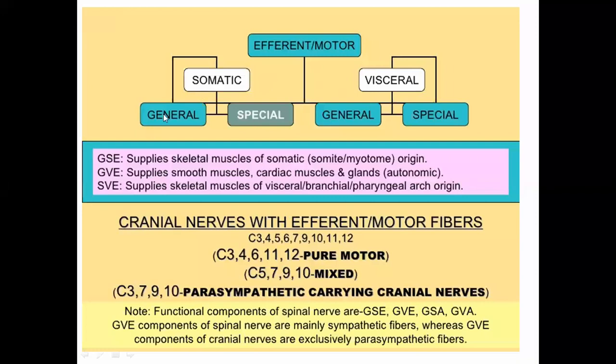General somatic efferent. Remember, here we are talking about the motor supply. This component is going to supply skeletal muscles of somatic origin. Now, skeletal muscle can have two origins. I'm talking about a little bit of embryology. Skeletal muscle can have origin from the somite, which you might have heard about when we studied embryology. So that is one origin.